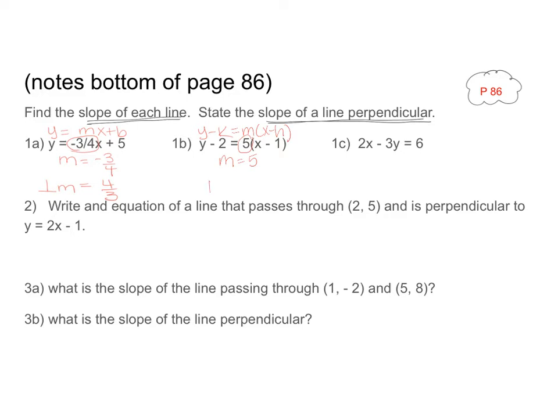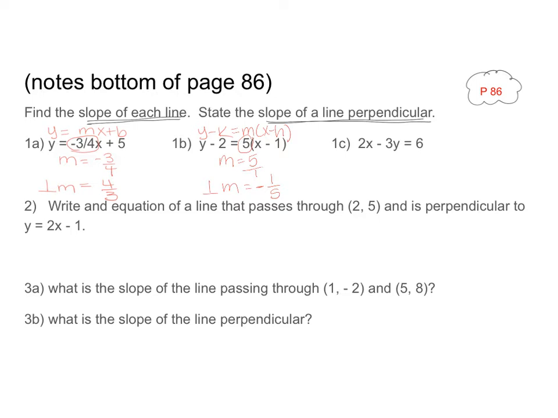So the slope of any line that's going to be perpendicular is the opposite reciprocal. So if I visualize this as 5/1, then my reciprocal is 1/5, and the opposite of being positive is negative. So the slope of a line perpendicular would be -1/5.